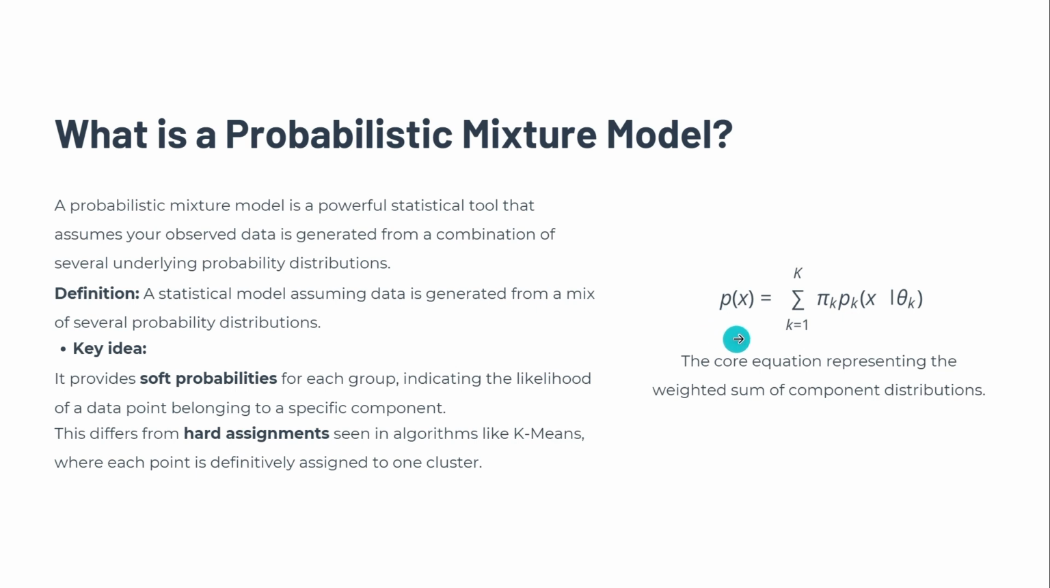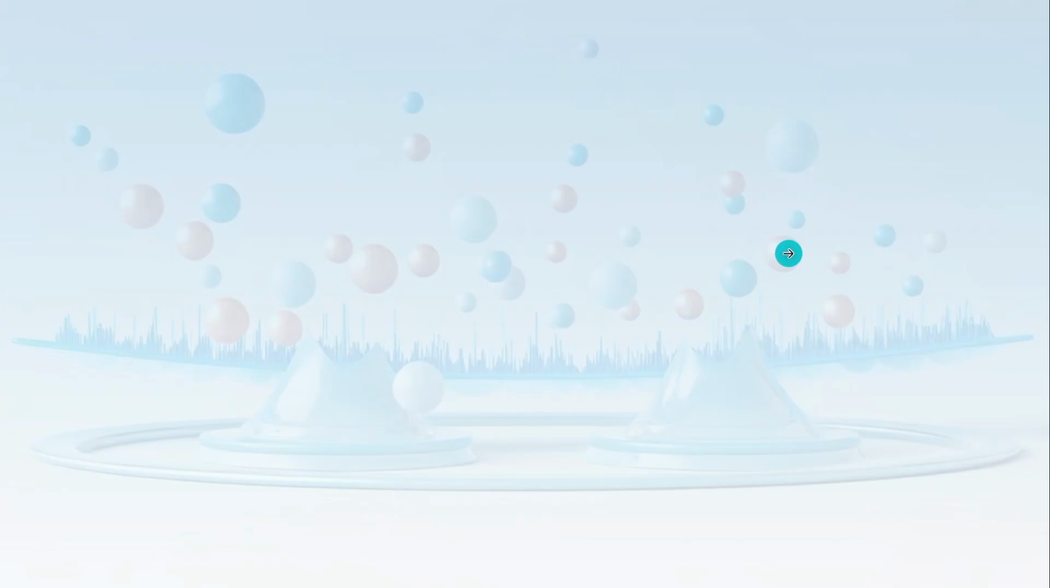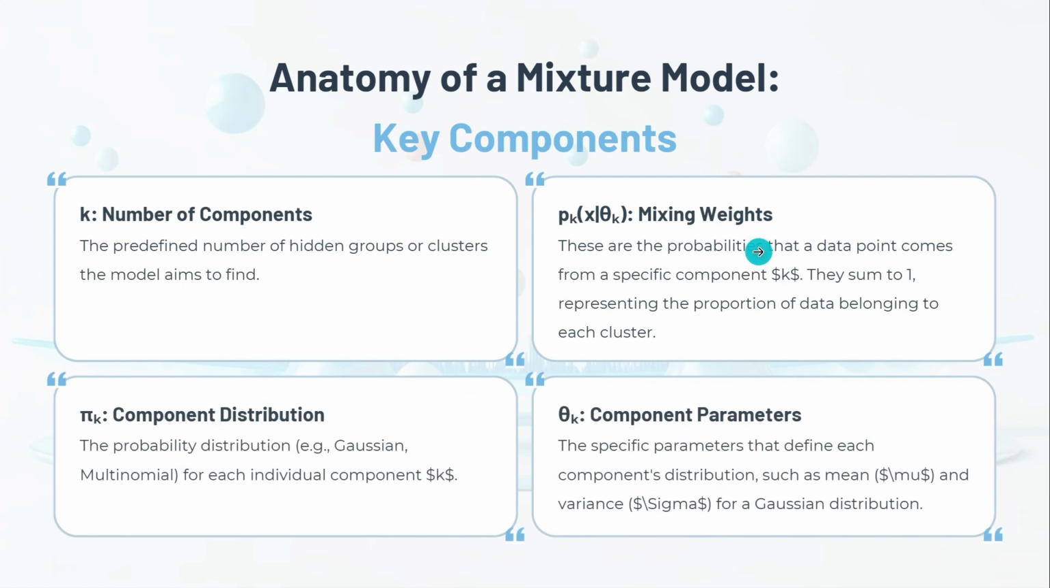So here is the expression for the probabilistic mixture model, which is P(x) equals the sum from k equals 1 to K of pi_k times p_k(x | theta_k). So now we'll move next.